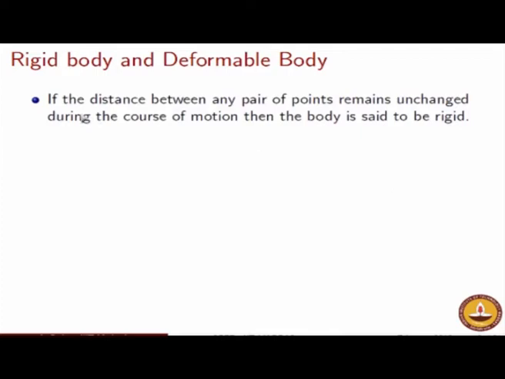Again, if you think that the distance between any pair of points remains unchanged during the course of motion of the body, then the body is said to be rigid. So again, to give you an example, as this body is moving, if I draw two points here, one here and one here, I am drawing two points on this rigid body. As this body is moving, I don't think you will dispute with me that the distance between these two points that I have drawn is changing or not.